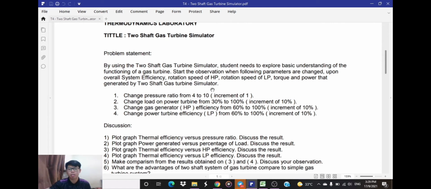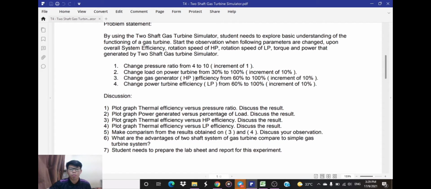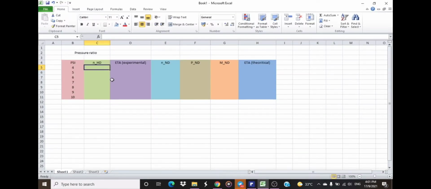First, change the pressure ratio from 4 to 10, in increments of 1. Number 2, change the load on the power turbine from 30% to 100%, in increments of 10%. Number 3, change the gas generator high pressure turbine efficiency from 60% to 100%, in increments of 10%. Number 4, change the power turbine, low pressure turbine efficiency from 60% to 100%, in increments of 10%. Microsoft Excel is used to make the table and the graph.